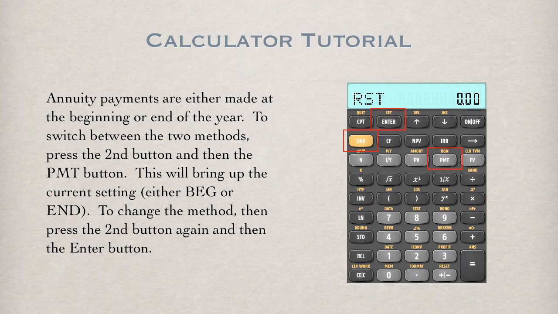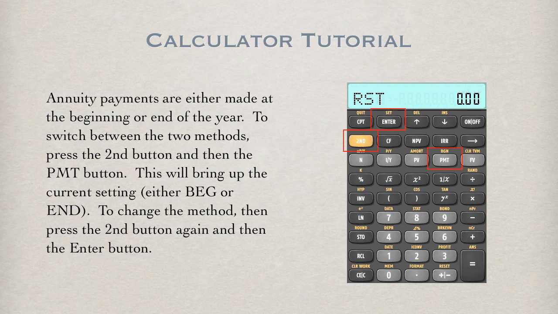If it's on end, it won't say anything above those letters. So you'll always know if it's on beginning by just looking above those numbers and seeing if it says beginning. If it doesn't say beginning, it's automatically set on end. So that's how you toggle between beginning and end.